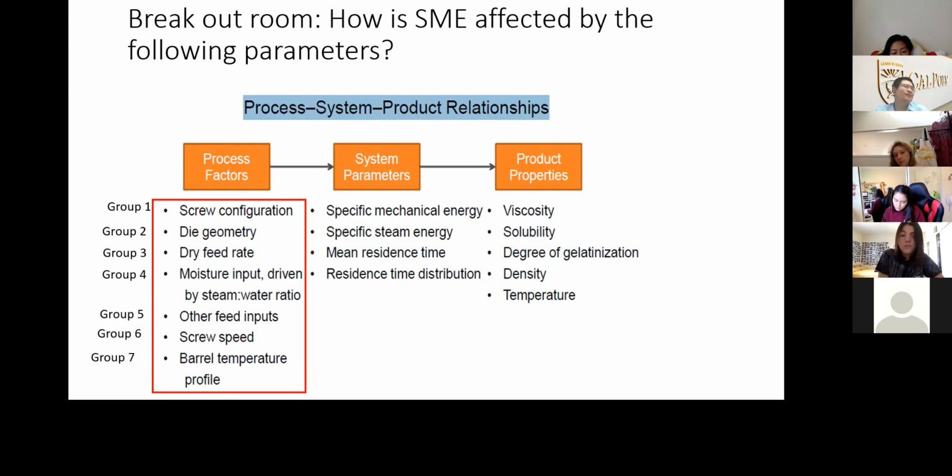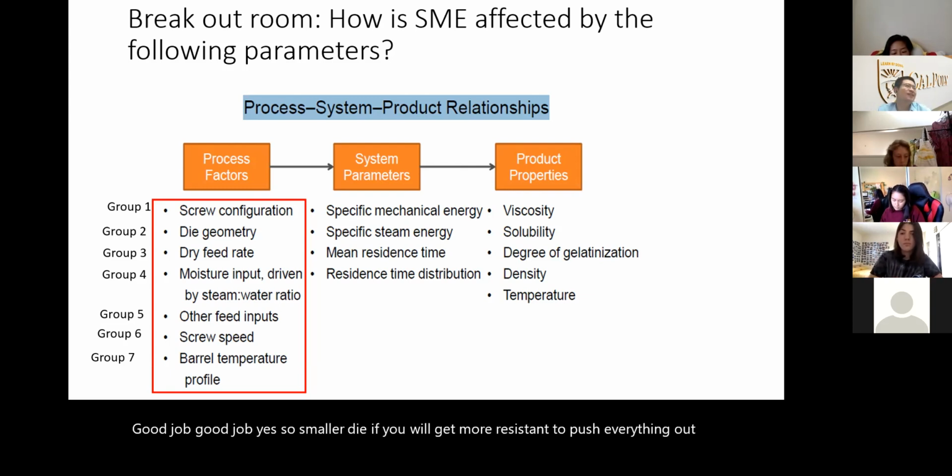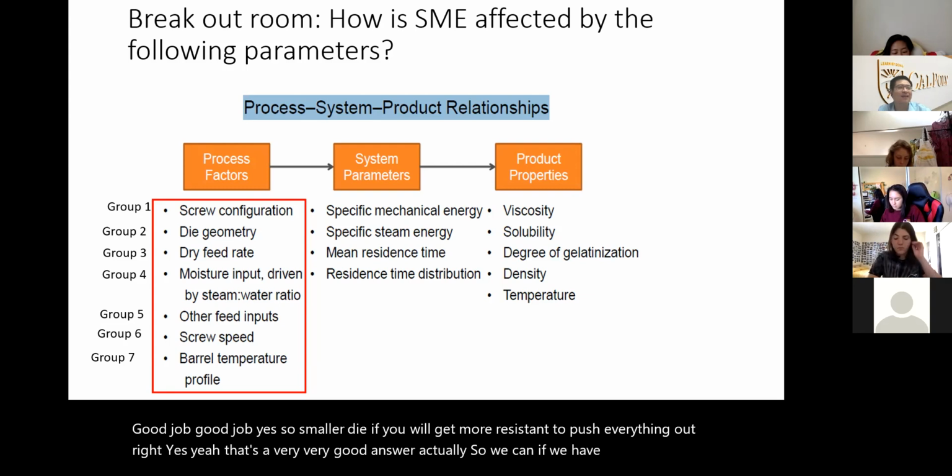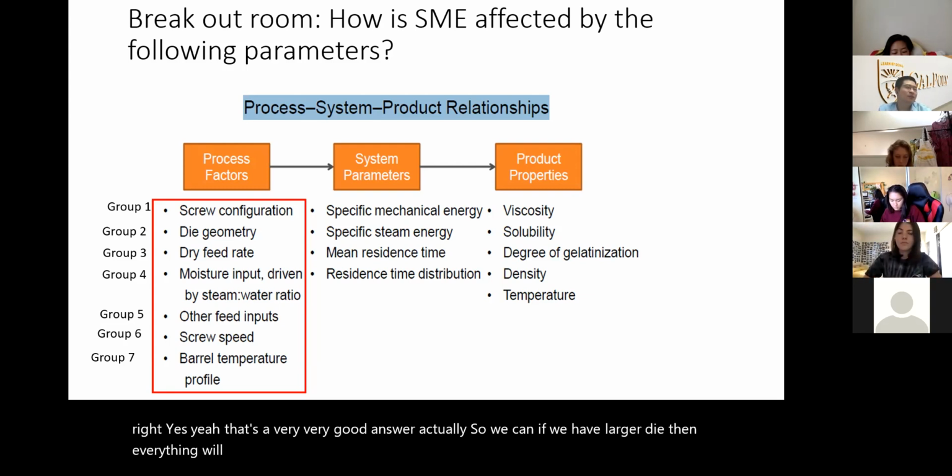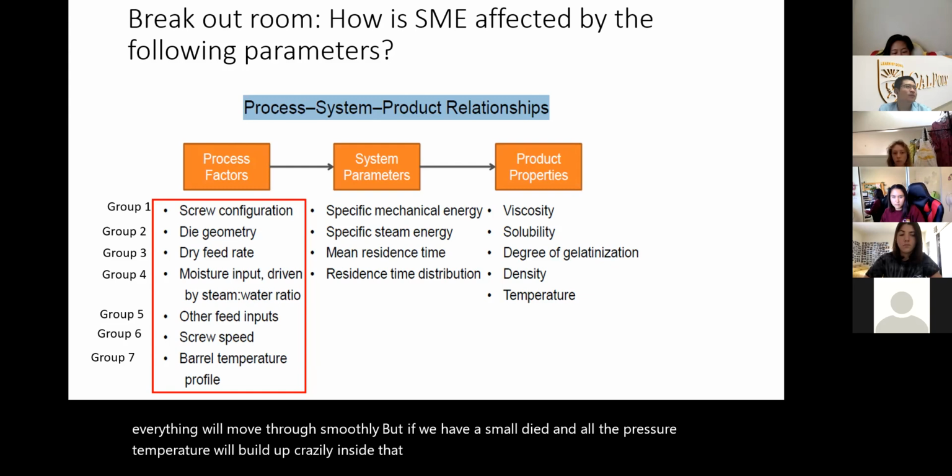Good job. Yes, so with a smaller die, you get more resistance to push everything out, right? Yes, that's a very good answer actually. If we have a larger die, then everything will move smoothly. But if we have a small die, then all the pressure and temperature will build up crazily inside that system. Okay, good job, group two.